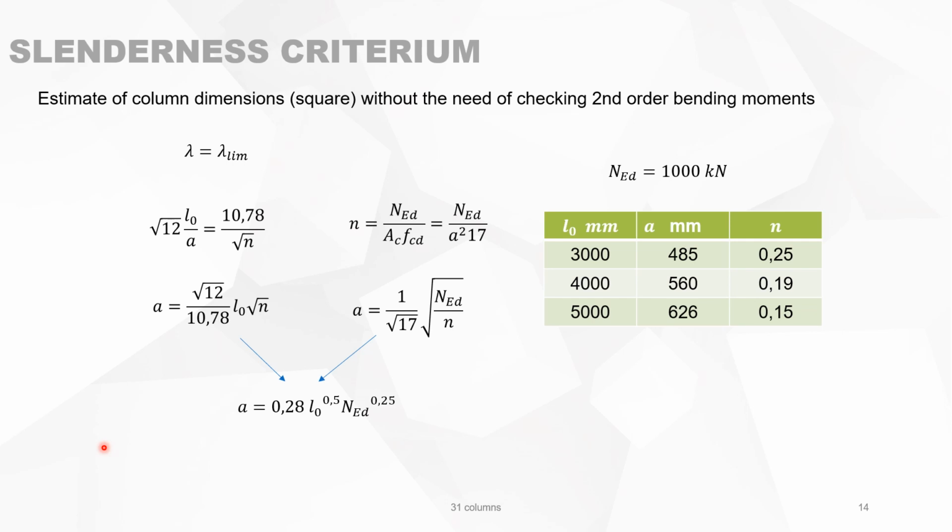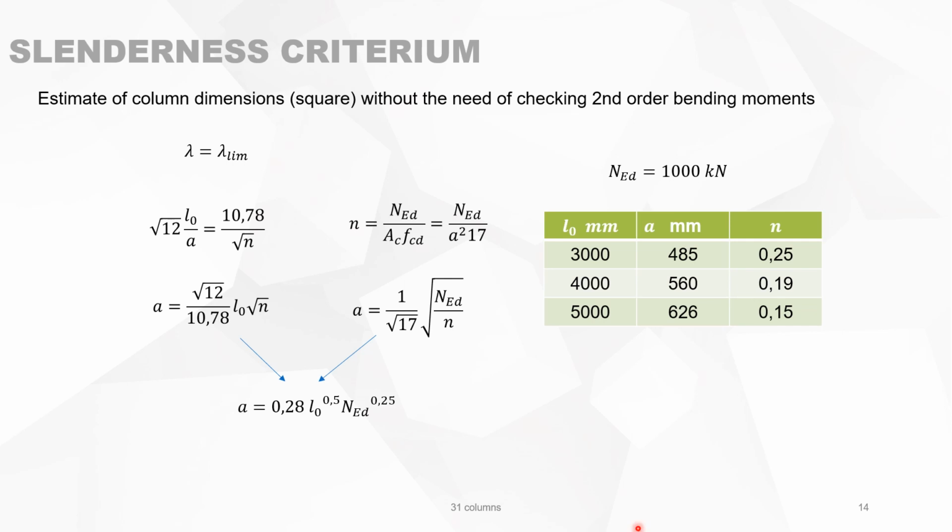So you see that for 3 meters, the column size that you need is 485, and the load rate is 0.25. For 4 meters, you need 560 millimeters, and for 5 meters you need 626 millimeters and only a load rate of 0.15. This formula gives you an idea of a first estimate of the size of column you need, on the condition that you will not take second order bending into account.